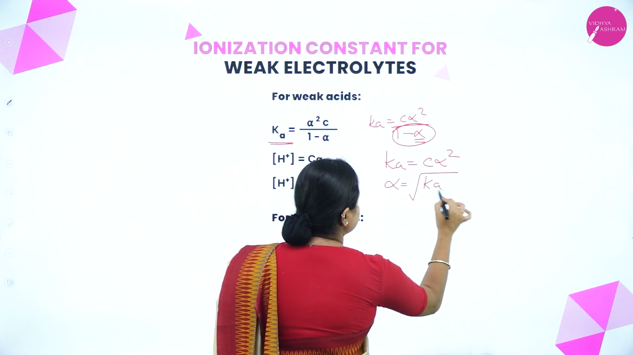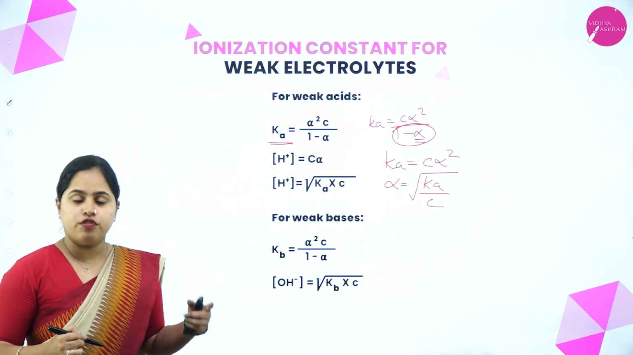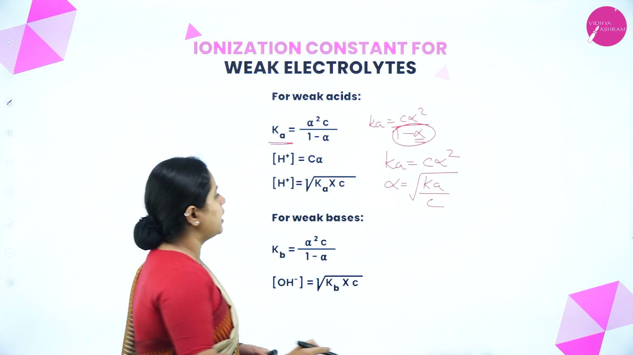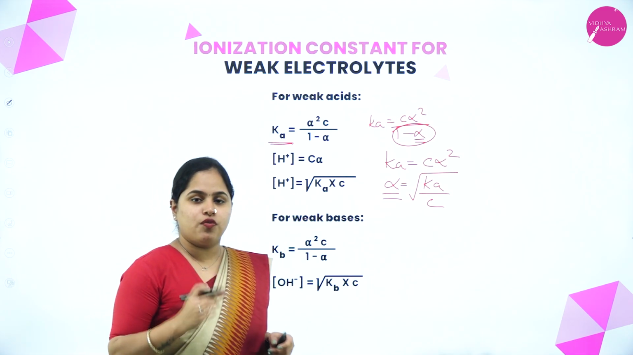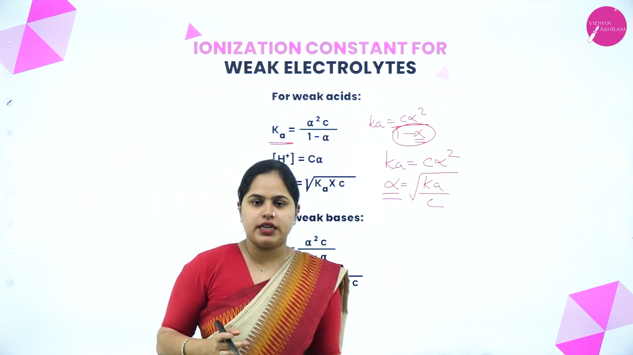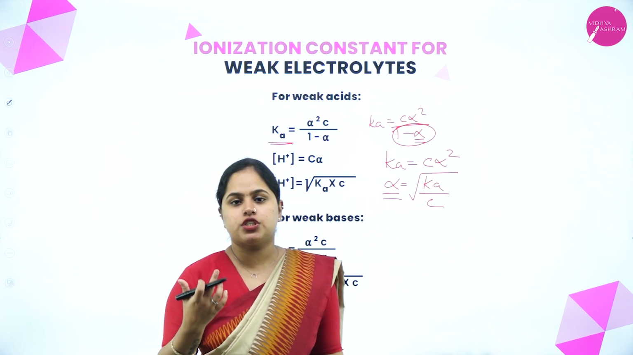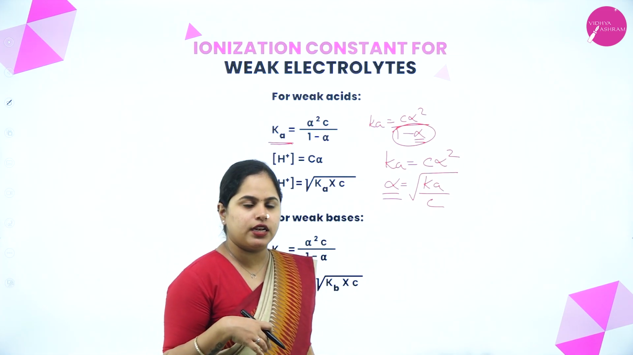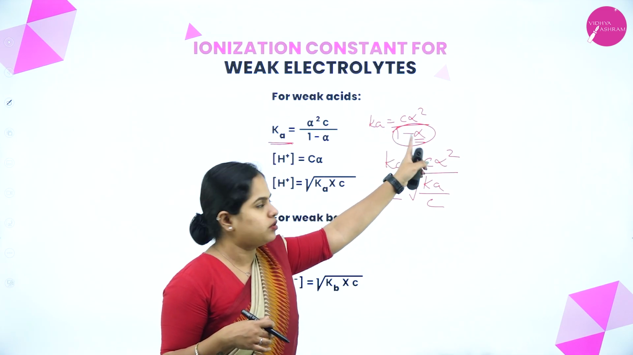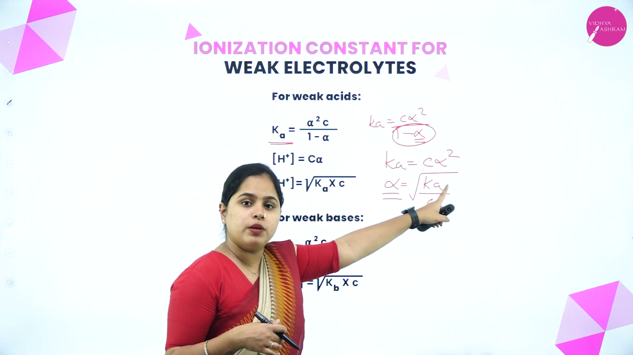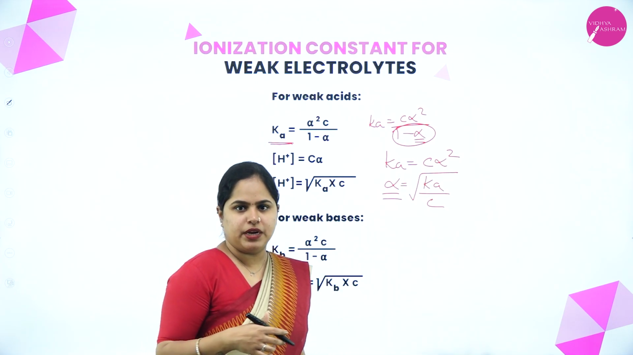Alpha can be written as root of Ka by C. So this is the equation for finding the degree of dissociation. Why are we not considering 1 minus alpha? The degree of dissociation value for a weak electrolyte is very less, so we neglect that. So only what is remaining in the equation? Ka is equal to C alpha square. So alpha will be what? It is root of Ka by C.